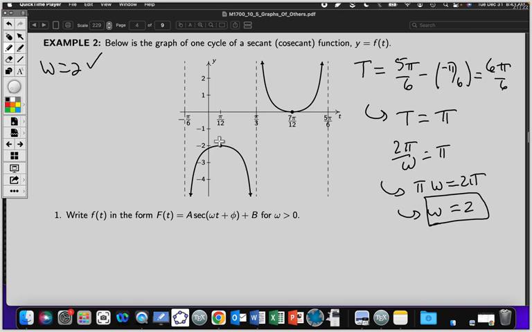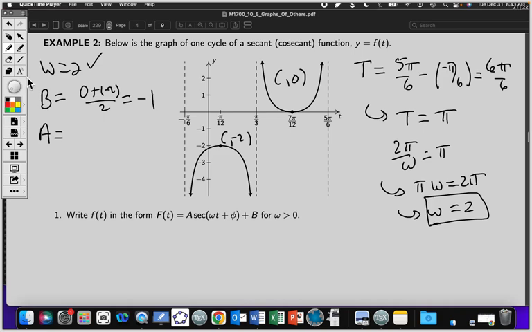Now let's look for baseline and amplitude. Because the baseline, remember, is going to be the average, right? It's going to go right in the middle here. So this appears to be right on the t-axis. So this looks like we've got a y-coordinate of 0 here. This looks like we've got a y-coordinate of negative 2 here. So if I look at the baseline, I'm going to take the average of those two, which you could probably guess, or probably see right away, it's going to be minus 1.